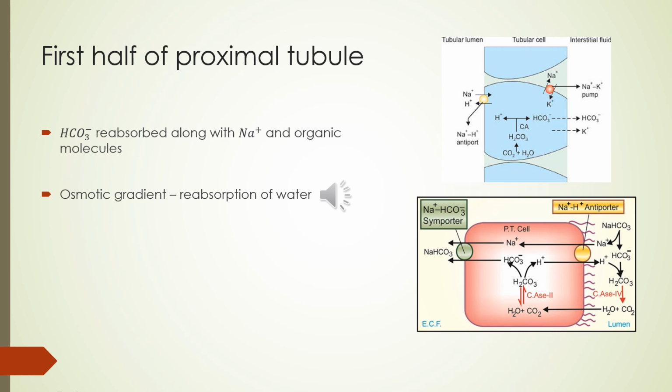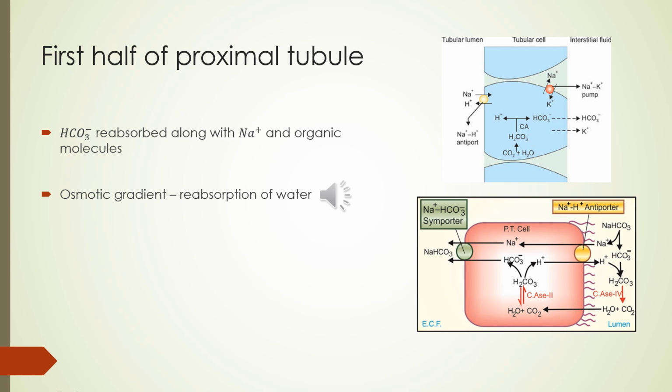Okay. So bicarbonate is present in the tubular fluid as sodium bicarbonate, and that will get dissociated into sodium and bicarbonate ions. The sodium ions will be reabsorbed through the sodium hydrogen ion exchanger into the cell, and this bicarbonate will combine with the hydrogen ion to form carbonic acid, and in the presence of carbonic anhydrase, it will dissociate into carbon dioxide and water, and this carbon dioxide and water will enter the tubular cell.